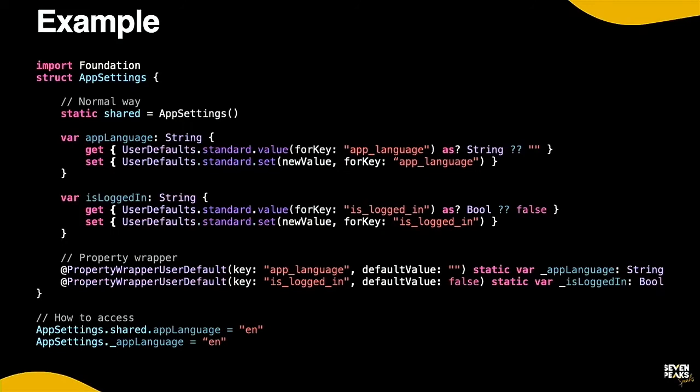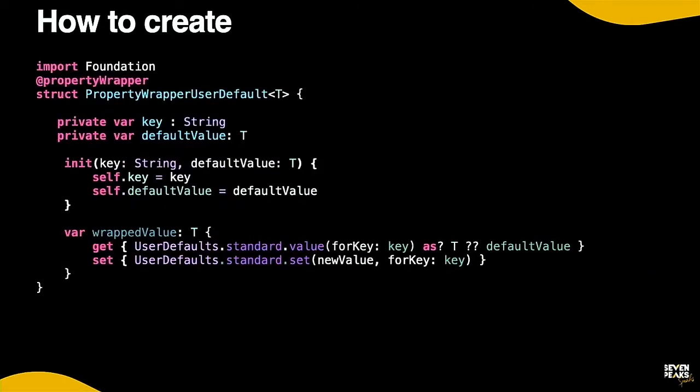And how to create a property wrapper? There are 2 things we need to provide when we create it. First, we need to define the property wrapper keyword on the top. And second, a property wrapper must have a property named value. In this code, we just make it a generic type to be whatever you want. And we have a default value to be sure it will not be nil.